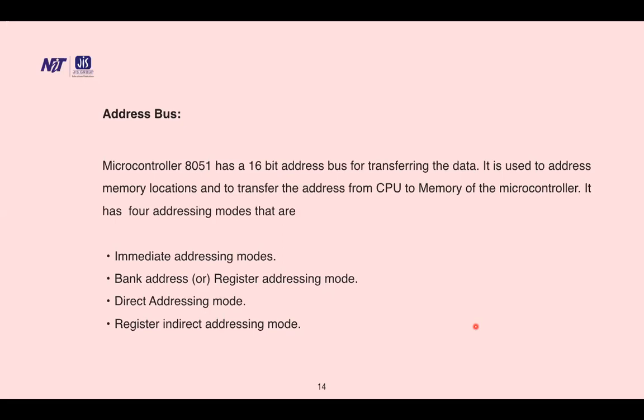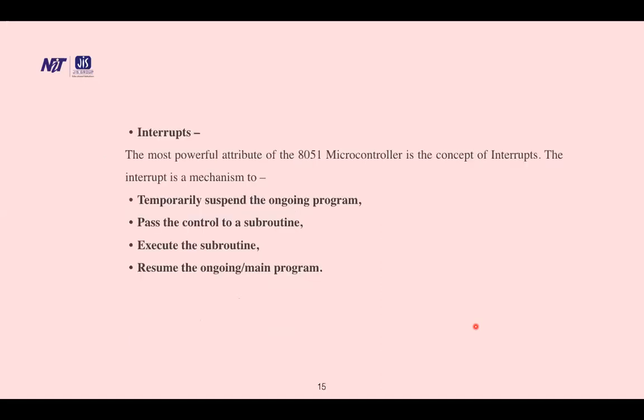Address bus. The microcontroller 8051 has a 16-bit address bus for transferring data. It is used to address memory locations and to transfer the address from the CPU to the memory of the microcontroller. It has 4 addressing modes: immediate addressing mode, bank or register addressing mode, direct addressing mode, and register indirect addressing mode.